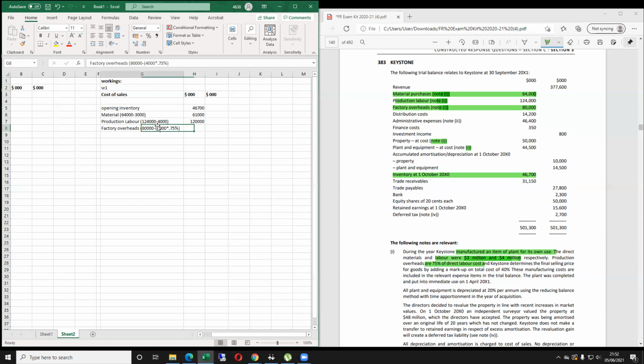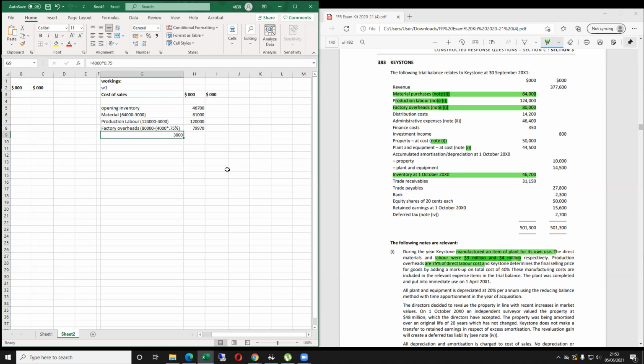Okay, I understand. But I just want to read this bit again. It says production overheads are 75% of direct labor. So direct labor costs are 4 million there. But the only thing is, how come we didn't take it from production labor? The one in cell G, so you see this production overhead is 75% of direct labor.